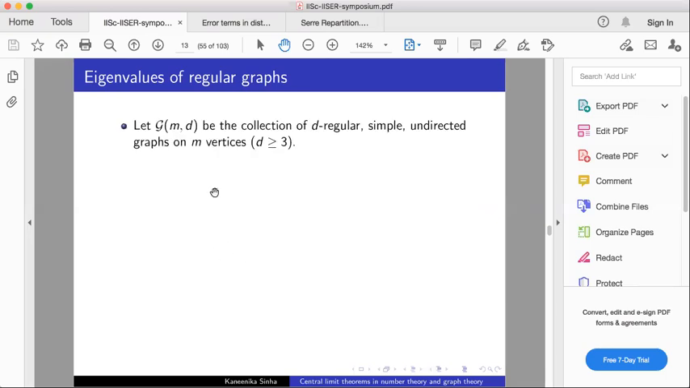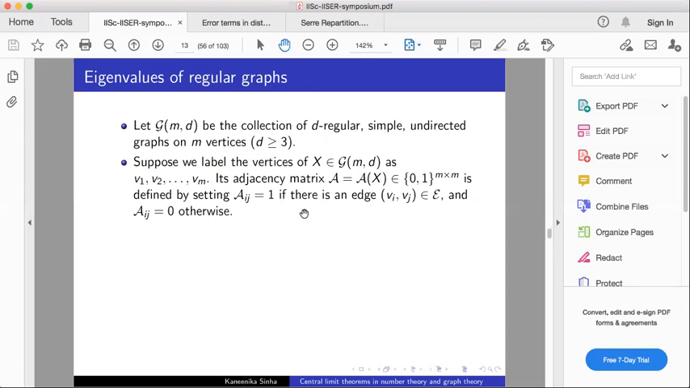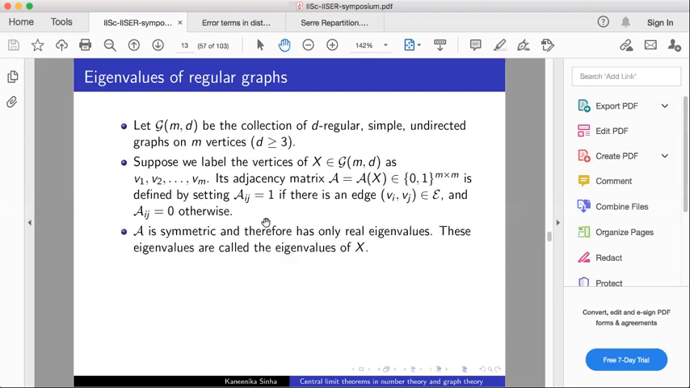So let us now take g of m comma d to be the collection of d regular simple undirected graphs on m vertices. And I'm going to just choose d to be something that is greater than or equal to 3. So we consider the adjacency matrix of such a graph. So what is the adjacency matrix? It is an m by m matrix where the ijth entry is 1 if your vertex vi is joined to vj by an edge and 0 otherwise. And we observe that since we are taking undirected graphs, this is symmetric and therefore it only has real eigenvalues. These eigenvalues are called the eigenvalues of x.